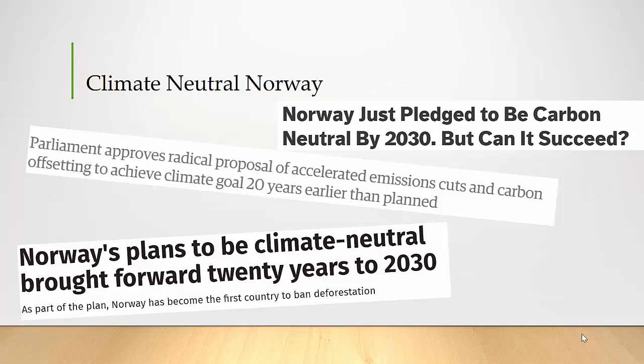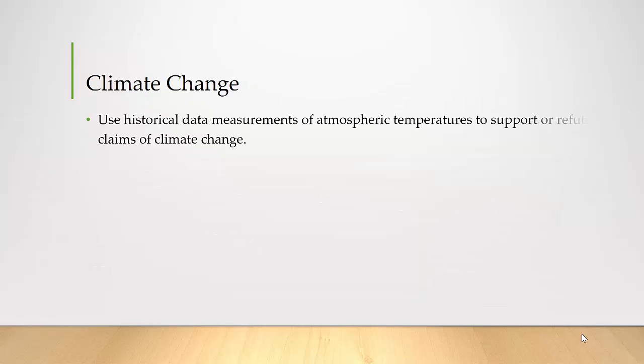So what we're going to do today is explore how the climate is changing by taking historic climate data such as temperature and rainfall and trying to model it. So what we do is use historical data measurements of atmospheric temperatures. We're going to try to either support or refute claims of climate change.